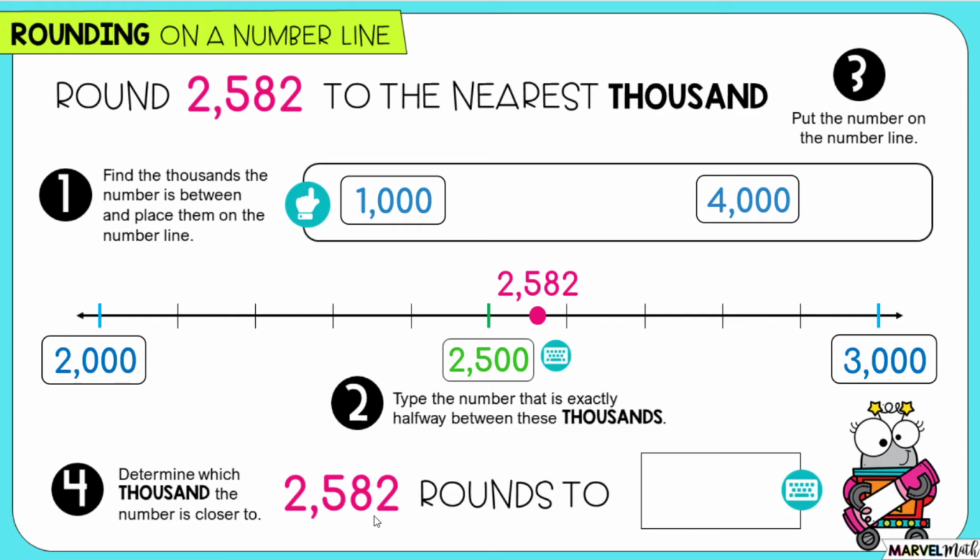Now I need to think about which thousand this number is closer to. And it's closer to 3,000. That means that 2,582 rounds to 3,000.